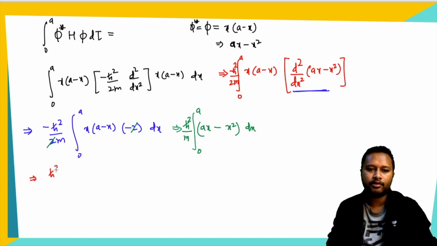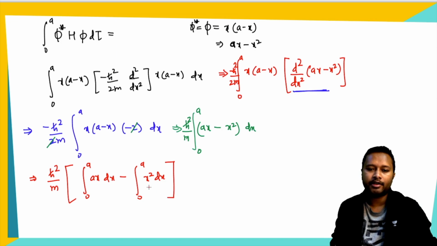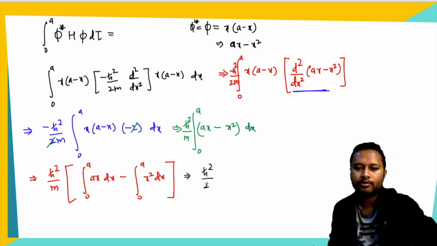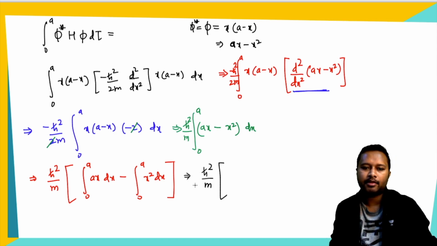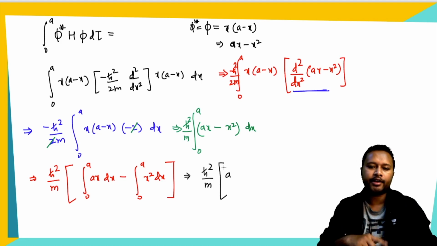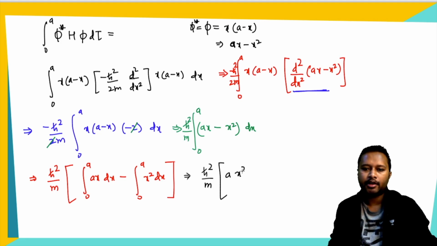So it will be h cross square upon m, in the bracket it will be like integration from 0 to a of ax dx minus integration of 0 to a of x square dx. Little complicated but pretty simple. Next line, what it will be? H cross square upon m, in the bracket this a will not get integrated, x will get integrated, and it will be x square upon 2, limits 0 to a, minus this x square will be x cube upon 3.